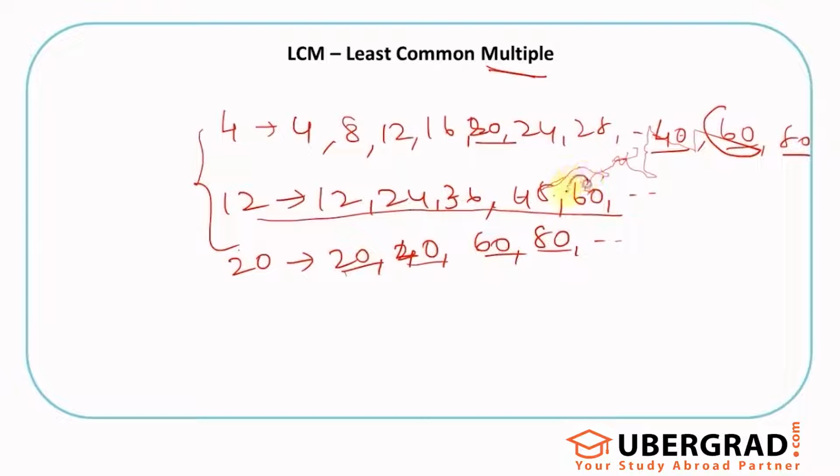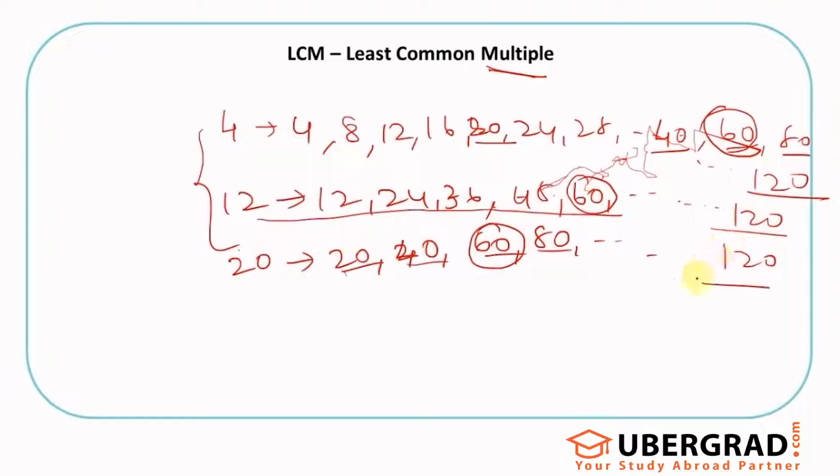And 60 I'm seeing here, and 60 I'm seeing here, right? So that's the common one, and that's the smallest. If I keep writing, I'll get 120 here and 120 here as well. 4 thirties are 120, 12 tens are 120. That is also a common multiple. 240 is also a common multiple for all three, but LCM is basically the least. So fundamentally 60 is the least. So LCM is 60 for 4, 12, and 20.